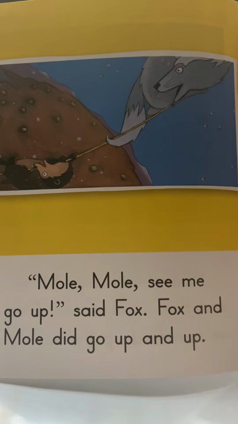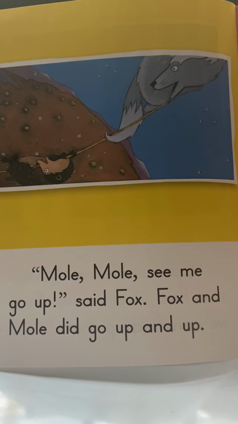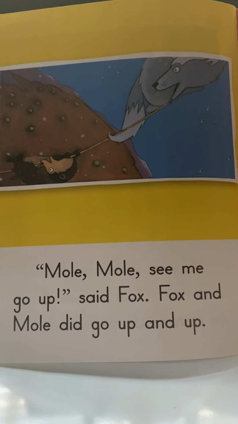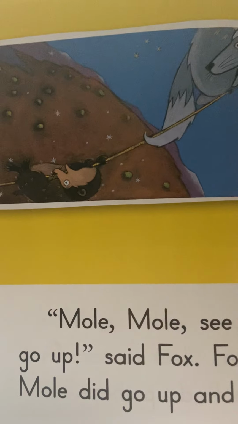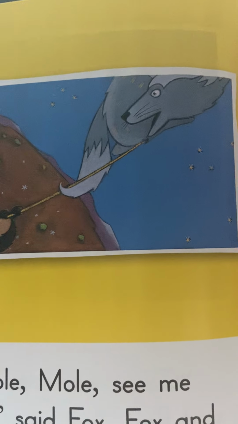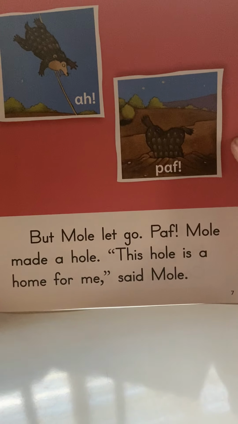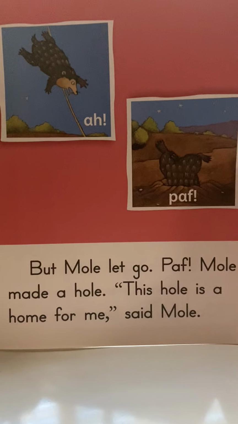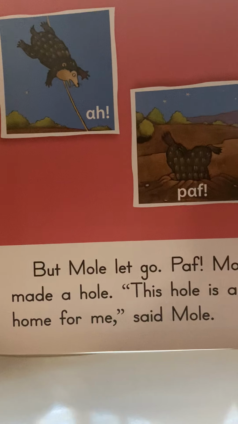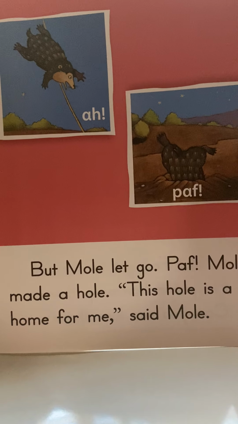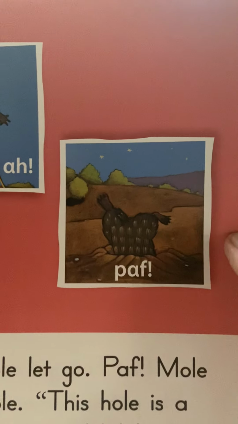Mole, Mole, see me go up, said Fox. Fox and Mole did go up and up. So they're both climbing the rope now. They're climbing up into the sky. Let's look at the picture. Looks like the mole is falling down. Puff! He falls down into the ground, head first into the dirt. But Mole let go. Puff! Mole made a hole. The hole is a home for me, said Mole.